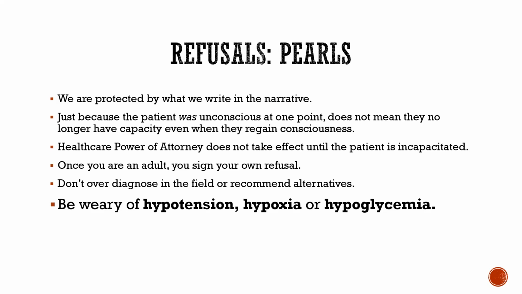However, we need to be very, very careful about people with any of these three abnormal vital signs, hypotension, hypoxia, or hypoglycemia, and think critically about whether these individuals actually have decision-making capacity, as they may not have oxygenated and glucose-filled blood making it to their brains. So I'd encourage you to please call medical control for all of these patients if you have a hypotensive, hypoxic, or hypoglycemic patient trying to refuse care, as this really needs to be considered on a case-to-case basis as to whether the patient has capacity or not.